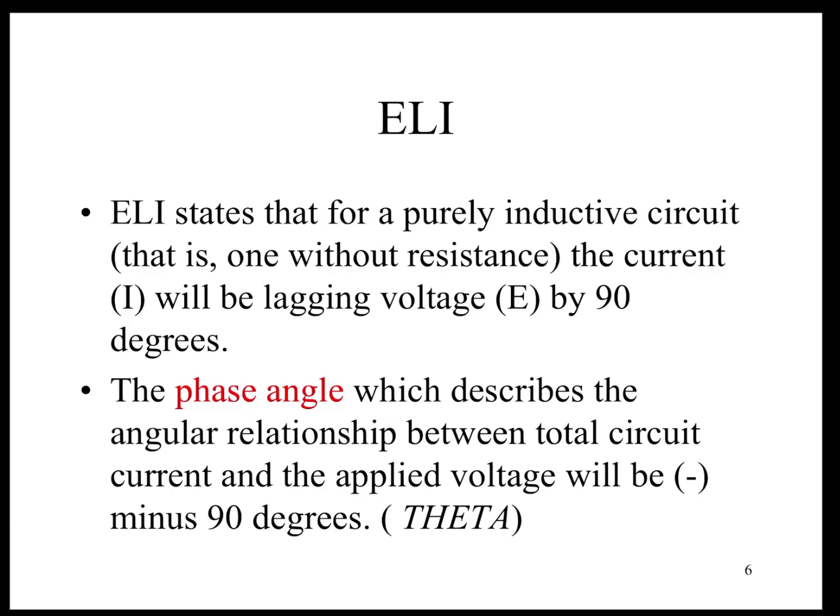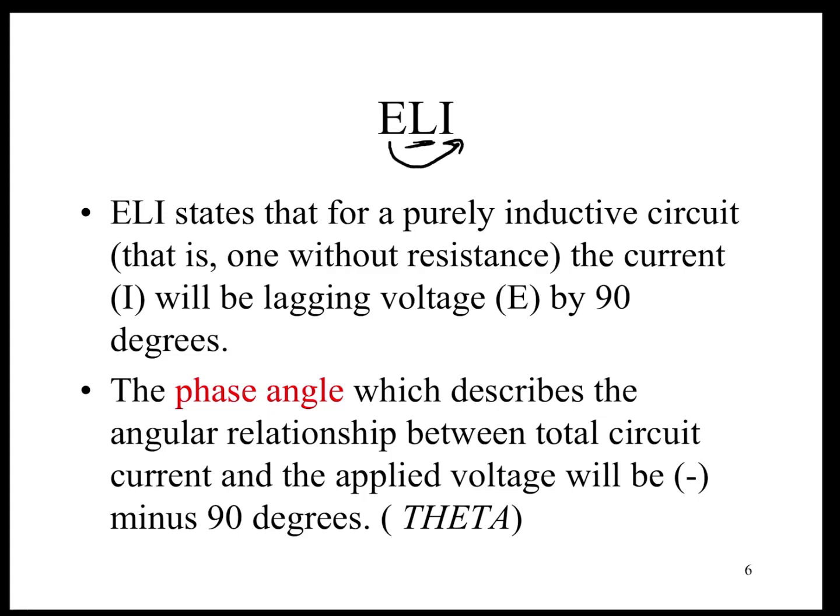So then this comes to a very handy acronym that we use all the time when we're studying AC circuits with reactance, and that is ELI. So what does ELI state? Well, first of all, the L in the ELI acronym is indicating that this is for a pure inductor. This is for an ideal inductor. So ELI says that for a pure inductor, or an ideal inductor, that is one without resistance, the current I will be lagging the voltage by 90 degrees.